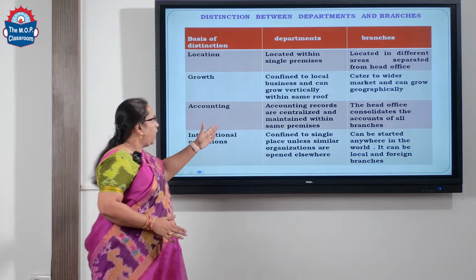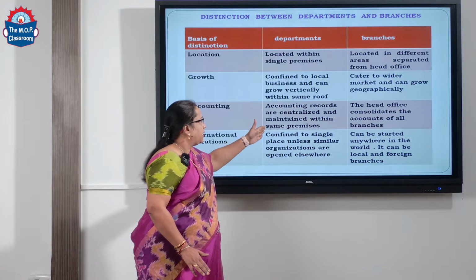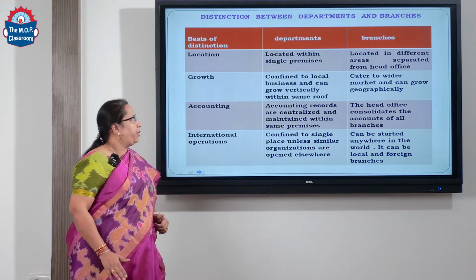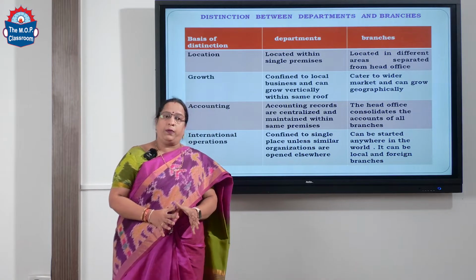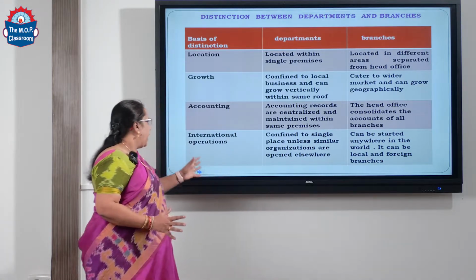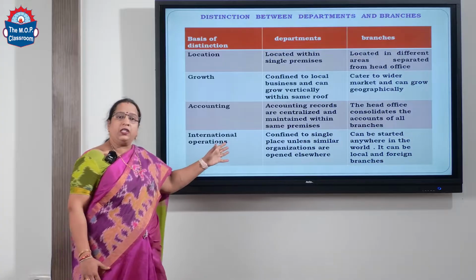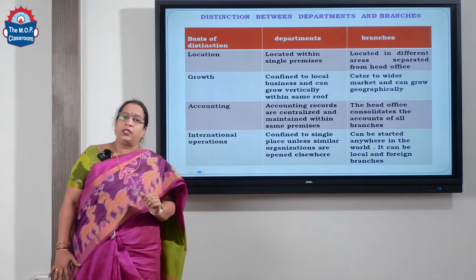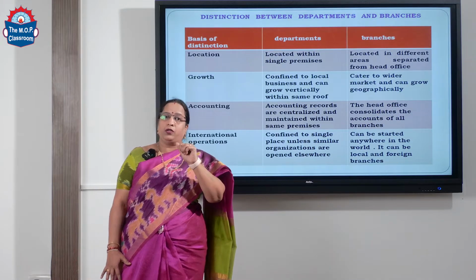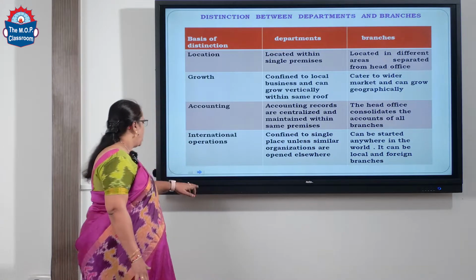Accounting. The accounting is done within the same premises. It is centralized accounting within the same premises, whereas for branches, it is consolidated accounting of all the branches which are geographically scattered. International operations are not possible in departmental accounting, whereas international operations are possible in branch accounting. You can have foreign branches also.